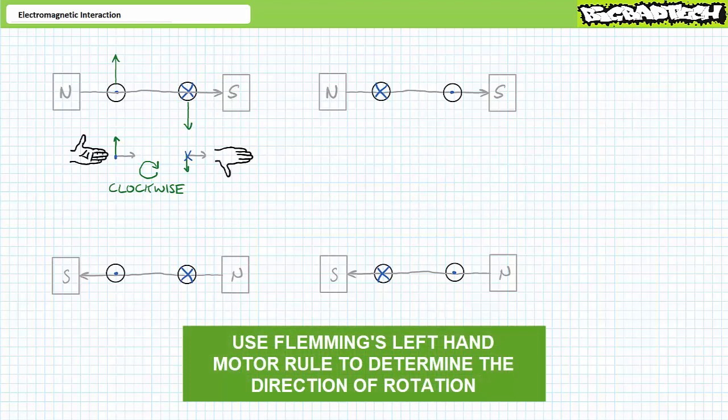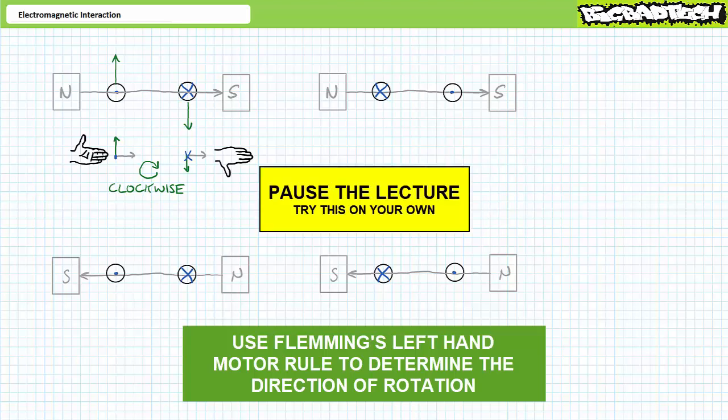See if you can apply Fleming's left-hand motor rule to all these scenarios and try to determine in which direction the two-dimensional cross-section of the three-dimensional loop will be turned. By all means, pause the lecture and try this yourself. If you're tracking, you should have observed the following scenario.